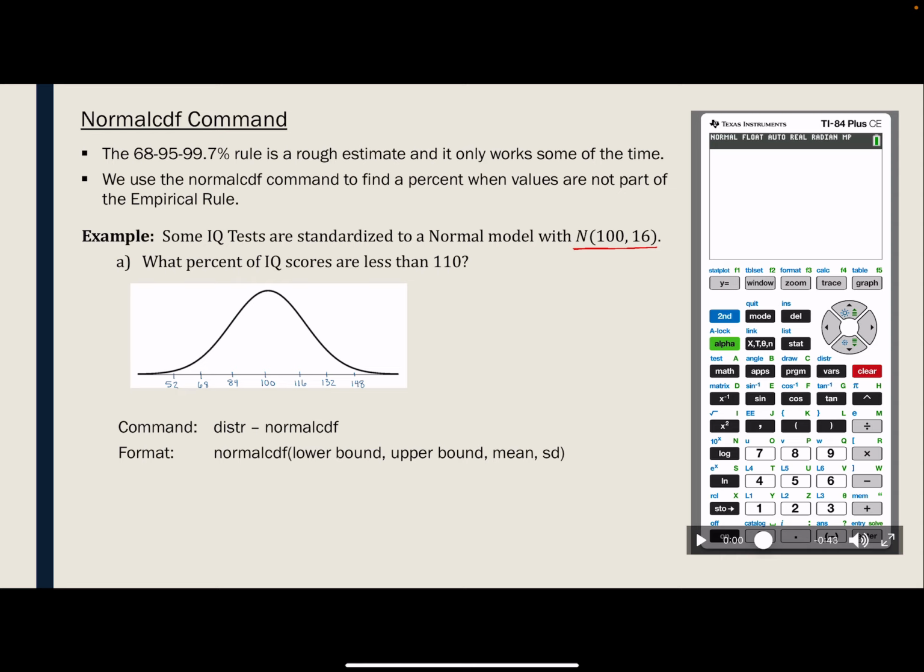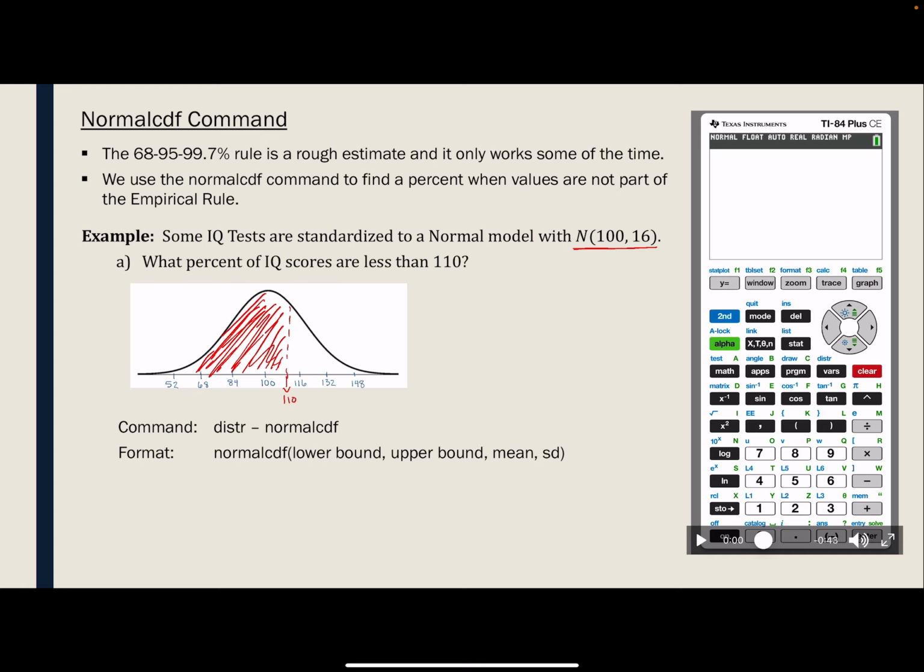So I have the model here. I've labeled the standard deviations, which you don't have to do. I'm showing a lot of work here because I'm explaining how to do this. But 110 is about right here, right? So this is about the value 110. And I'm asking for the percent of IQ scores that's below this. So I'm looking for this area under the curve. I want to know this percent, which I can't do using that empirical rule.